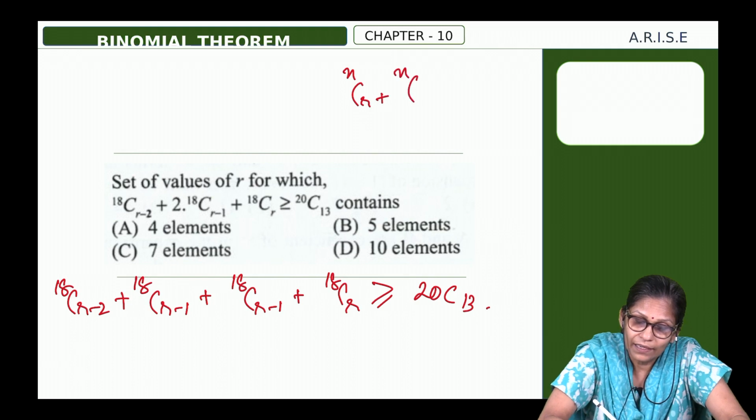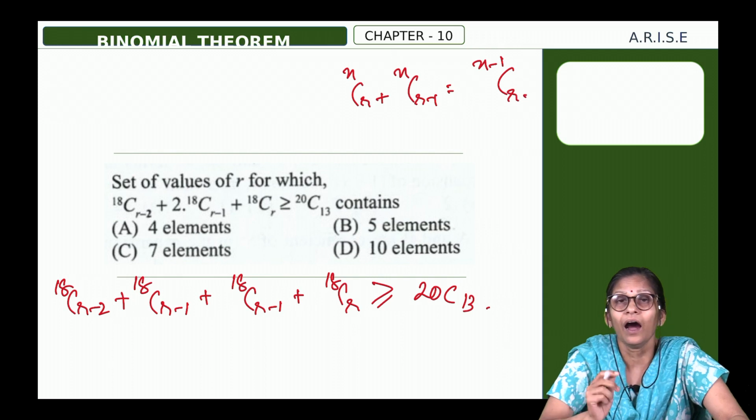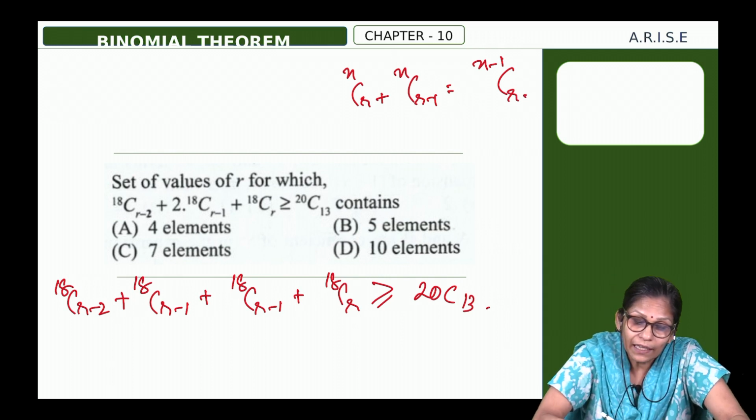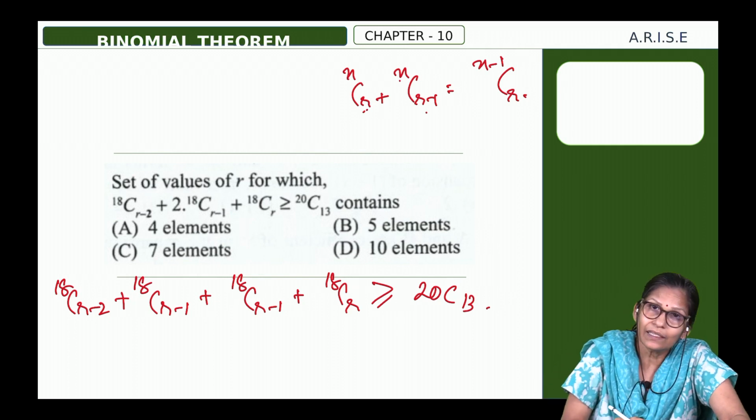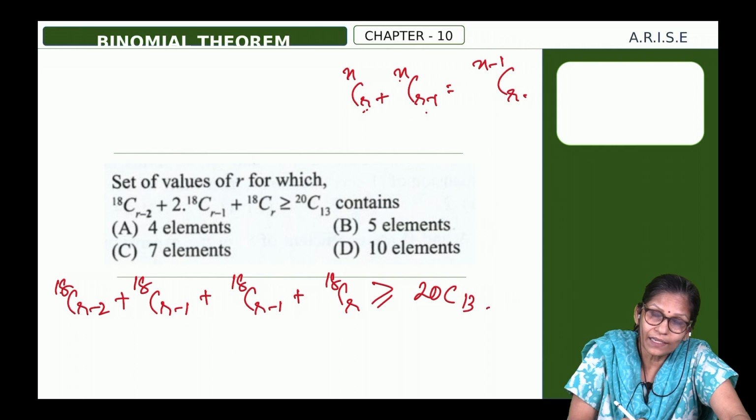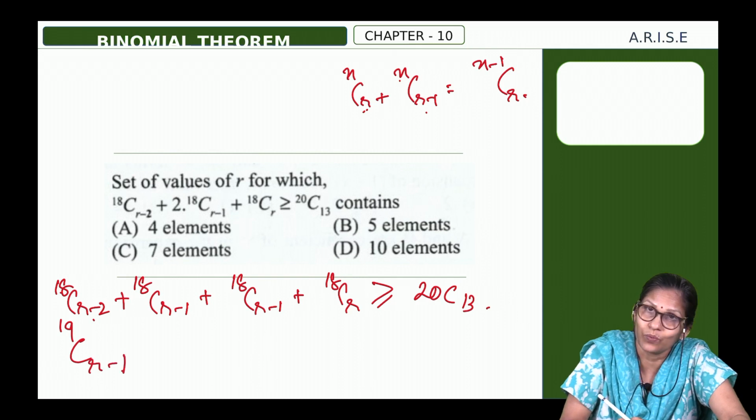NCR plus NCR minus 1 is N plus 1 CR. How do we remember this? These two are the same. These two differ by 1, then the addition is possible. What is the resultant? 1 greater than this common term and the greater of these two. So in this addition, it will be 1 greater than this common term, that is 19, and the greater of these two, which is R minus 1.